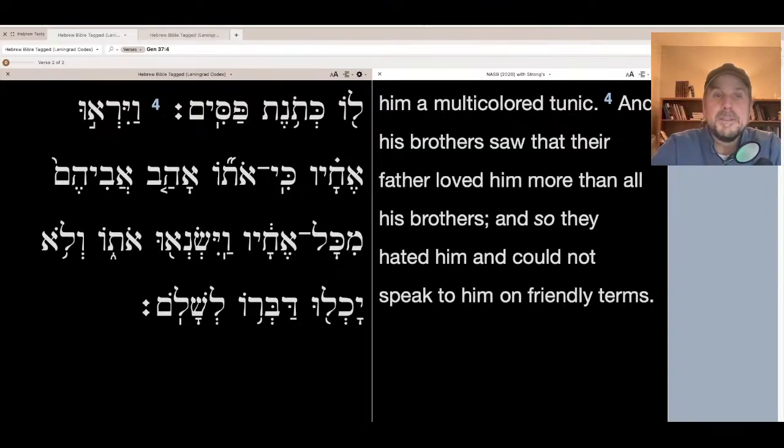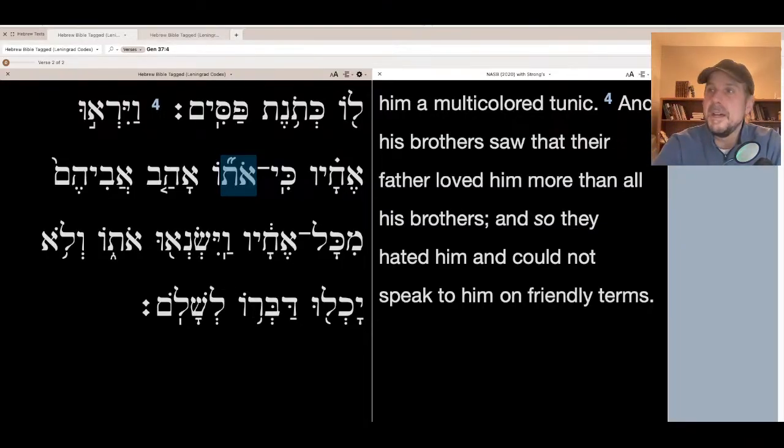So, and his brothers saw that he, their father, loved. So this is interesting that we don't have the verb here, that they saw that their father loved him, but the word order is for the brothers saw that him loved their father. It's kind of strange in English, but I love the word order here because it's targeting Joseph. Ki oto ahav avihem. So he's got a target on his back now. Because of his father's love for him, Joseph now became, in the eyes of his brothers, an enemy.